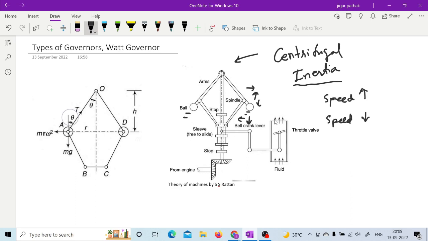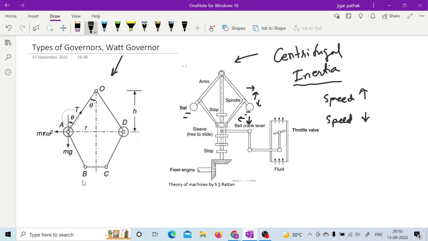Sir, is the left hand side figure for the inertia governor? No. The left side figure is for the Watt governor only, right? So in this Watt governor, as you can see, these two fly balls are there, right? And this is the height of the governor. H is termed as the height of the governor, and this r is the radius at which these fly balls are, right? And this T will be the tension in that particular link, right?